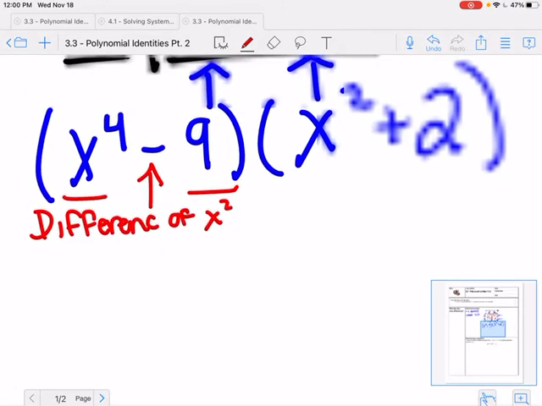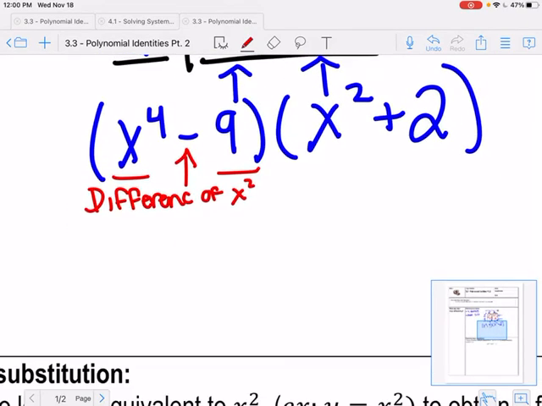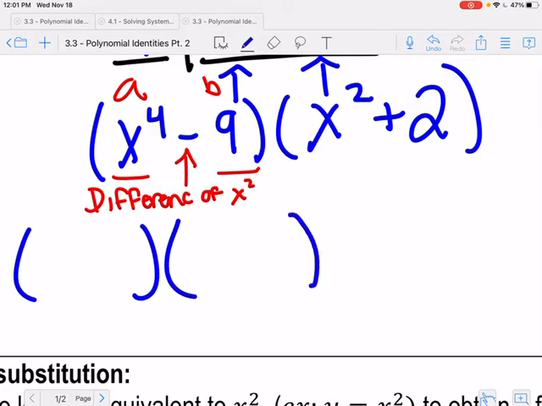Which means that I could continue factoring this expression. Now, if I follow the formula for difference of squares, I know that this is A and this is B, and that my answer should look like two parentheses. One is going to be a plus, one of them is going to be a minus.